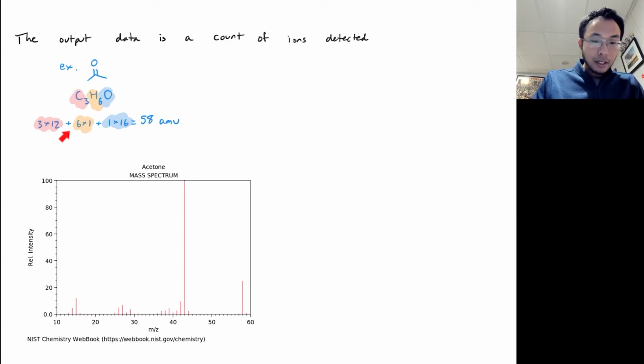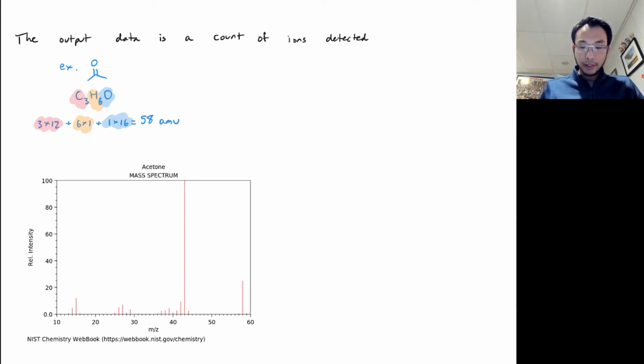Well, the more common isotope of carbon is carbon-12, so 3 times 12, and then the more common isotope of hydrogen is just hydrogen-1, 6 times 1. And then the more common isotope of oxygen is oxygen-16, so we have one of those times 16. Add all of that up, we get to 58 AMU, or atomic mass units.